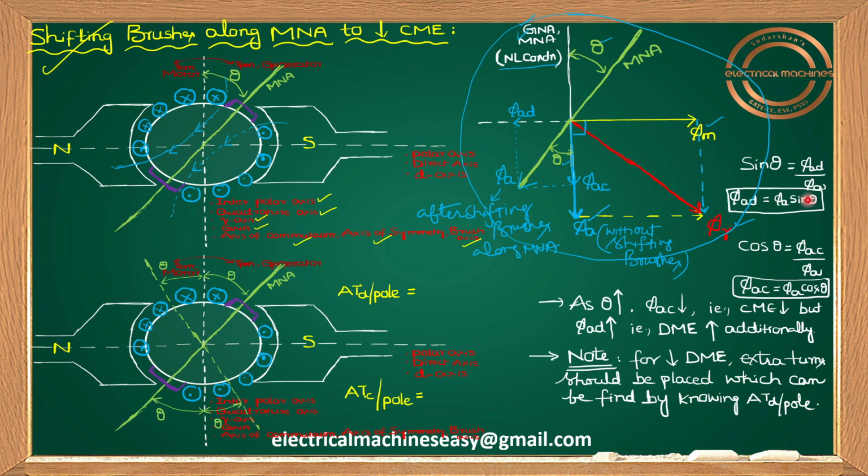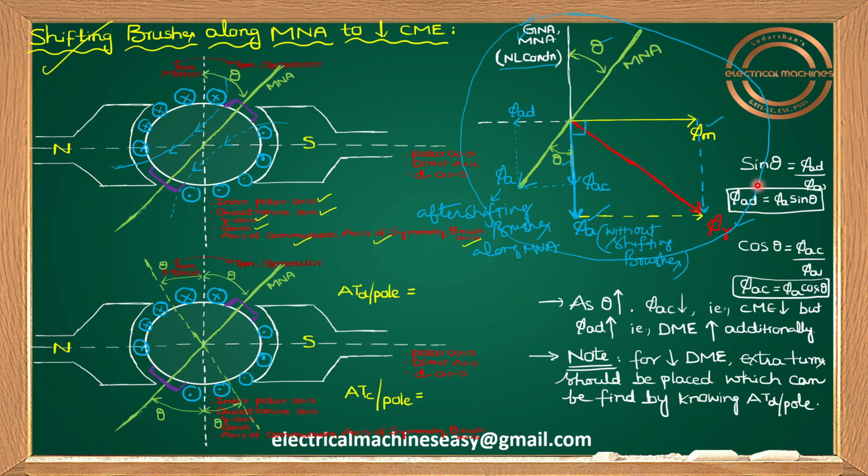Now my question is, as the theta angle increases, sine theta increases, no? That means pi AD is increasing. That means the demagnetization effect, which we already have because of armature reaction, as everybody knows, is now joined by an additional demagnetization effect. Shifting brushes along MNA: already because of armature reaction we had a demagnetic effect and a cross magnetic effect, which I explained in the previous session. Now what I'm asking is, to reduce the cross magnetic effect, we shift brushes along MNA.